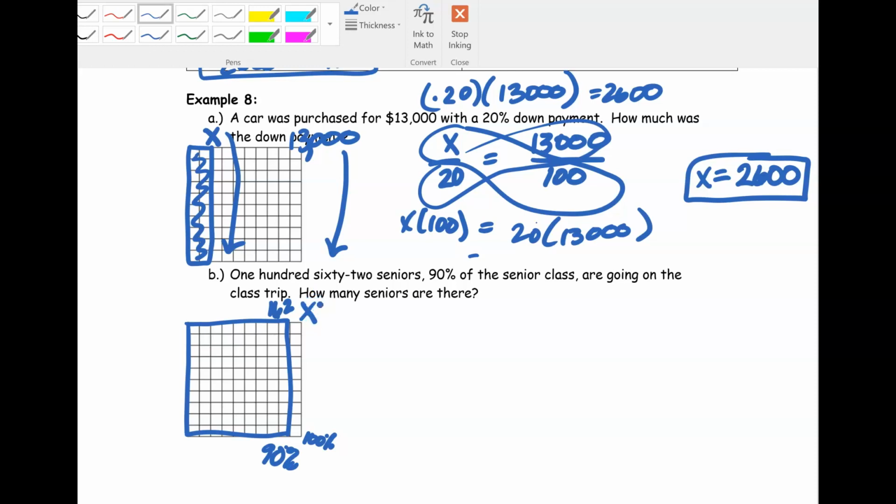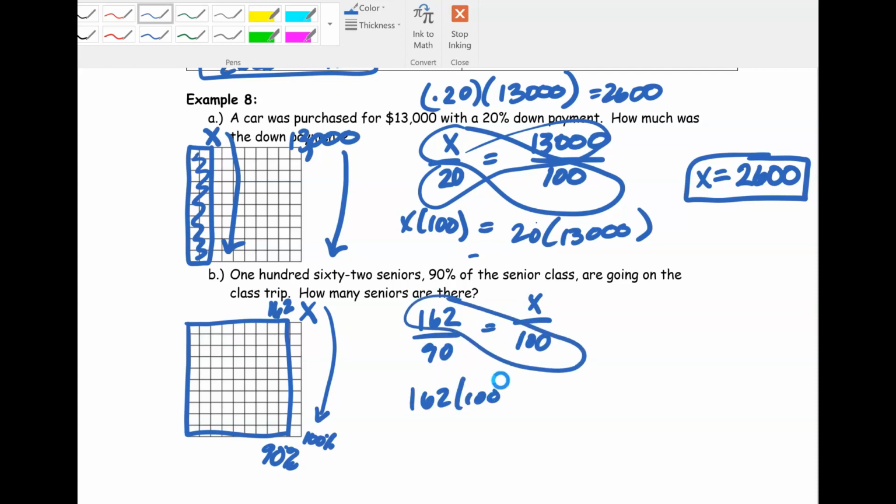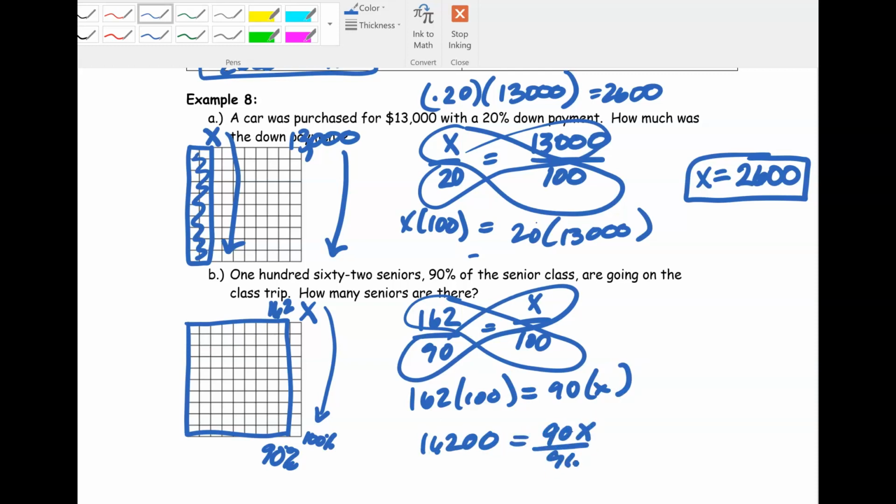So I'm going to put an X there because I don't know the total. X goes with the total. So I'm going to write 162 over 90 equals X over 100. And then I'm going to cross multiply. So 16200 equals 90x. Divide both sides by 90, and I end up getting 180.